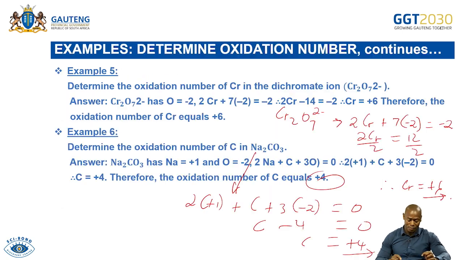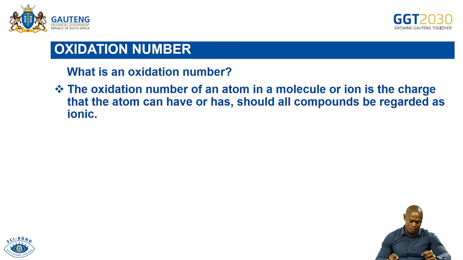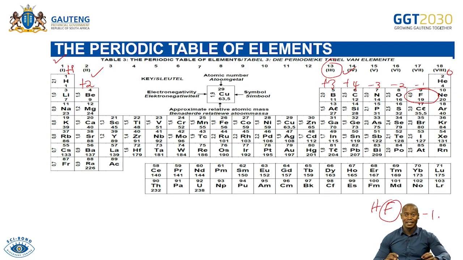So explain the meaning of the term oxidation number. We have it here. The oxidation number of an atom in a molecule or ion is the charge that the atom can have, or has, should all compounds be regarded as ionic. So that is the explanation of an oxidation number. It is the charge that the atom can have or has should all compounds be regarded as ions.